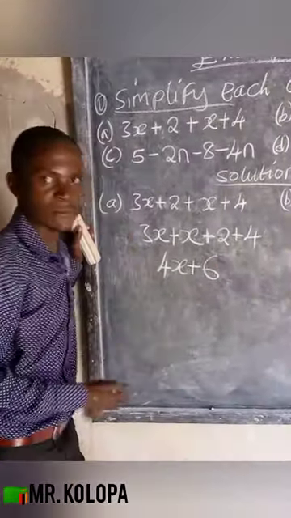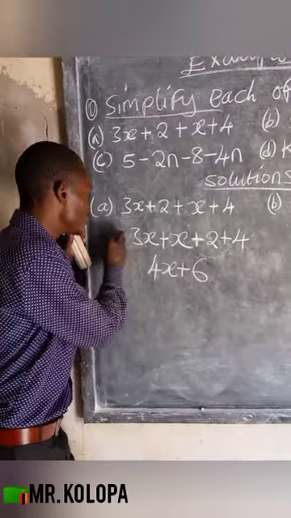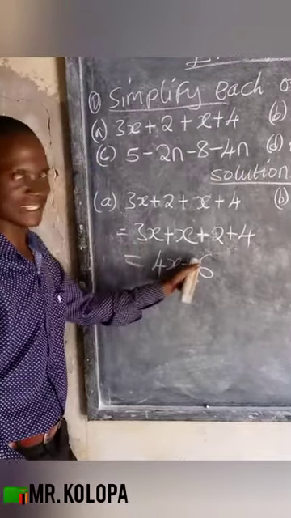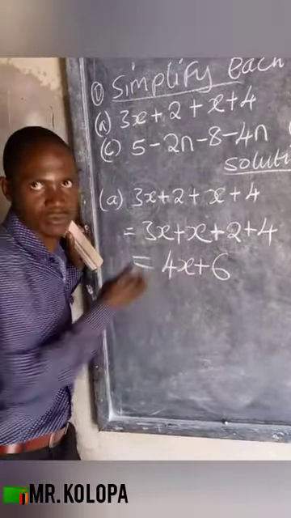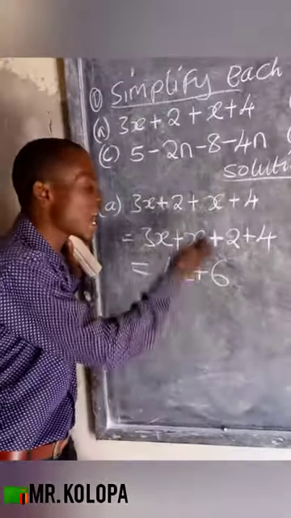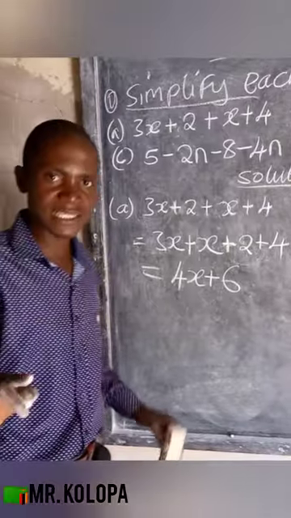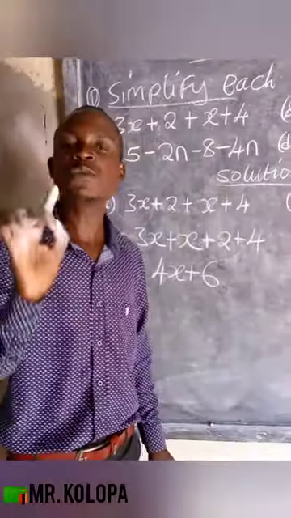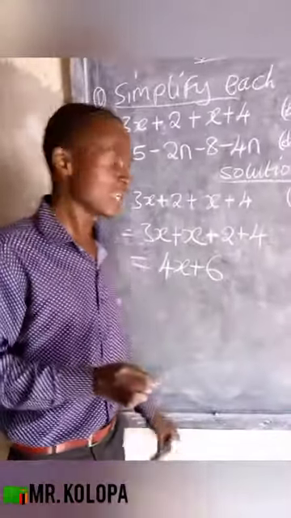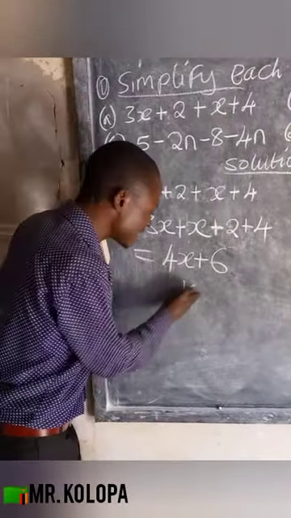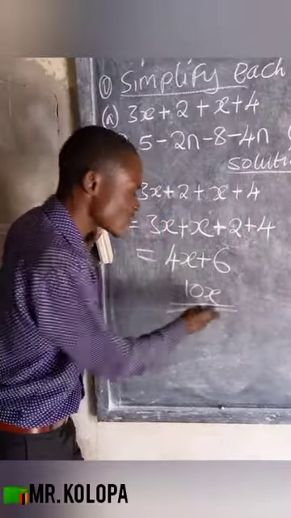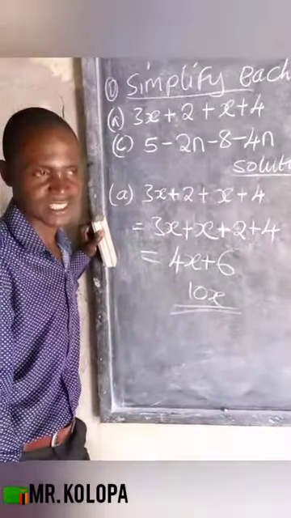A 6. Then when you reach here, the mistake that you can make is adding this. I'm emphasizing it. Don't add these two. Why? These are unlike terms, and we said unlike terms cannot be added or subtracted. You can't add these two to get 10x. If you just write 10x, this is the reason why most people fail mathematics.